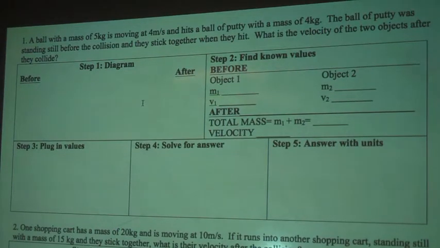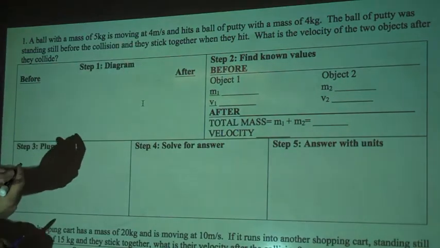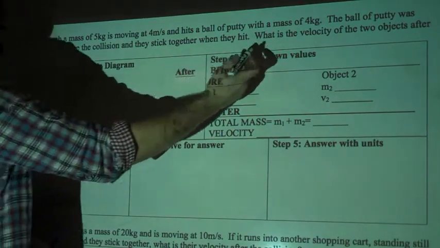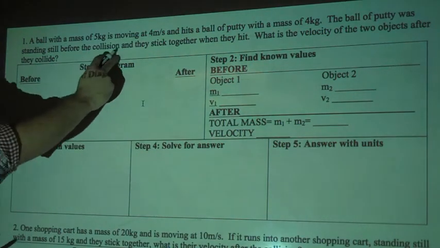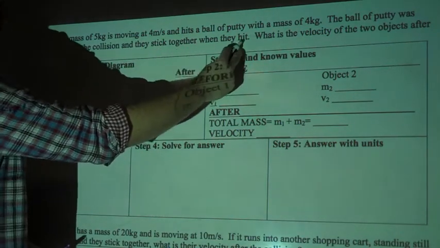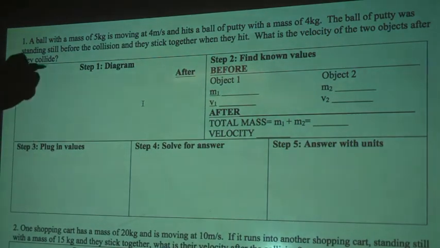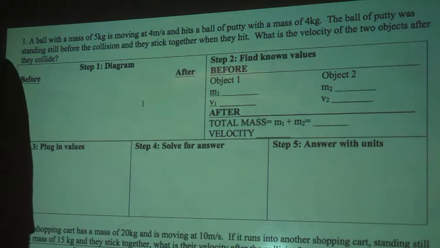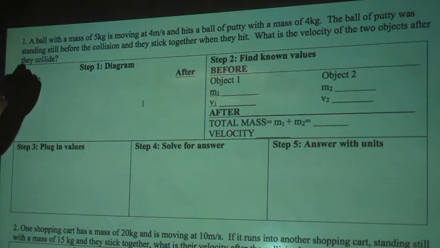Alright, so a ball with a mass of 5 kilograms is moving at 4 meters per second, and it hits a ball of putty with a mass of 4 kilograms. The ball of putty was standing still before the collision, and they stick together when they hit. What is the velocity of the two objects after they collide? So, I know I told you before that you have to draw really good diagrams for the momentum. This is why. Okay? We're going to draw a really good diagram for this.